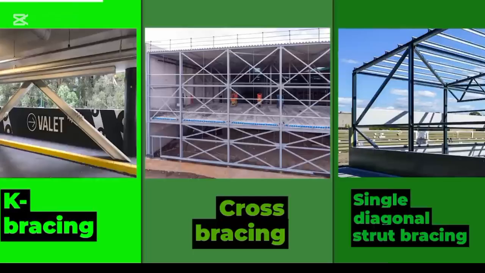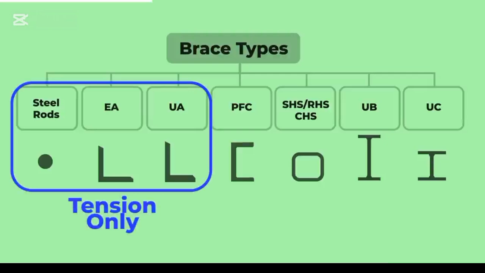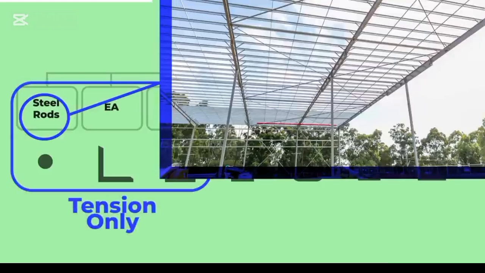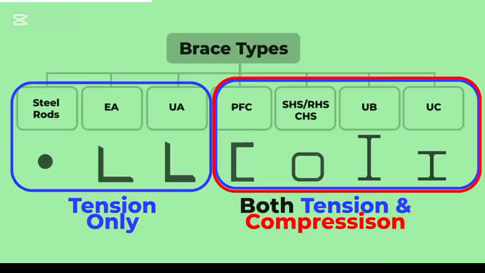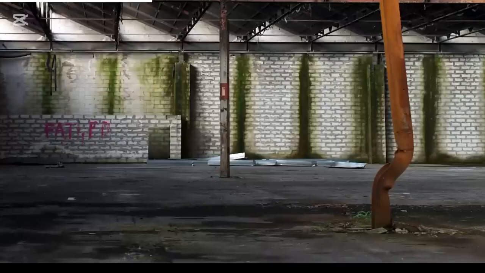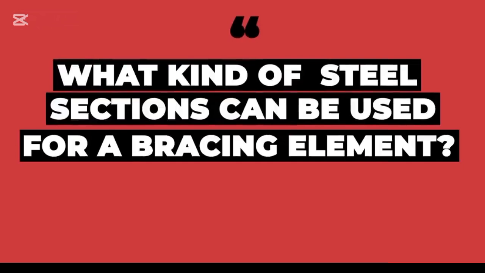In summary, regardless of the bracing type, the brace members will undergo either tension or compression. Tension members are smaller in size, and even a steel rod can be used. However, much larger members are required if they need to be designed to carry compression loads. This is mainly due to a failure known as buckling, where the members suddenly move out of their plane. This happens only to compression members, and often governs the member size, especially when the member length is increased. Now, you may ask, what kind of steel sections can be used for a bracing element?